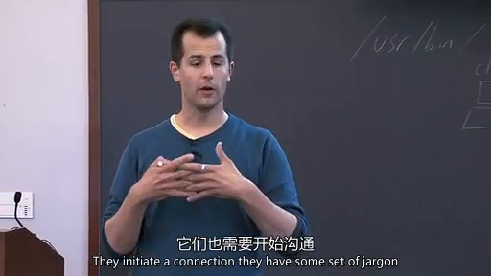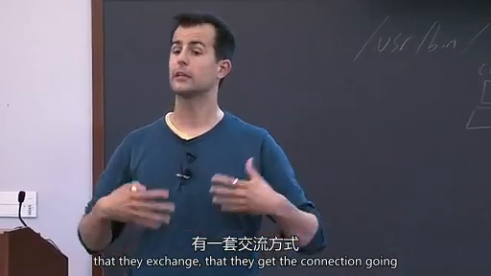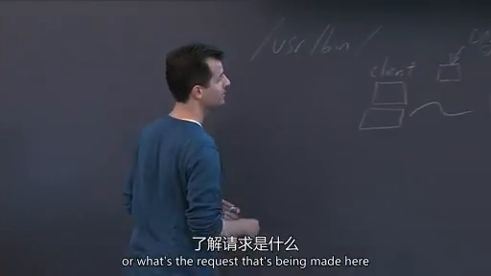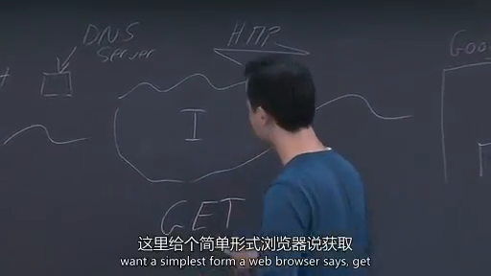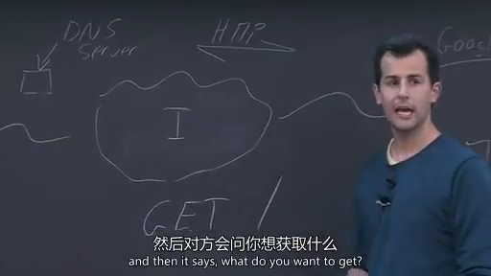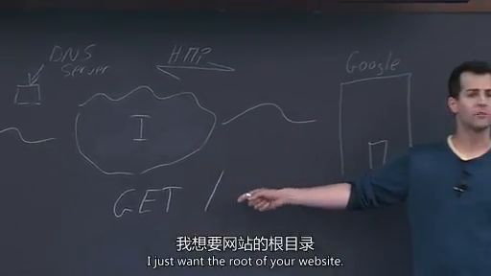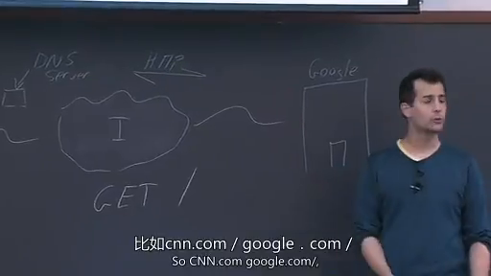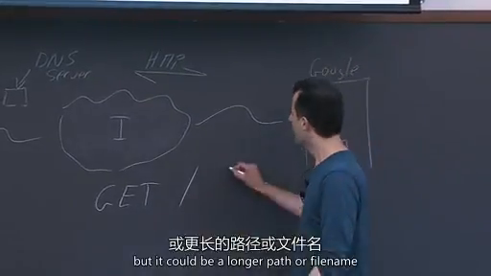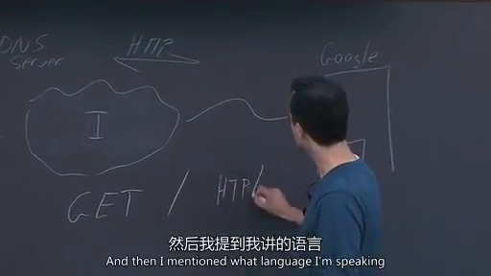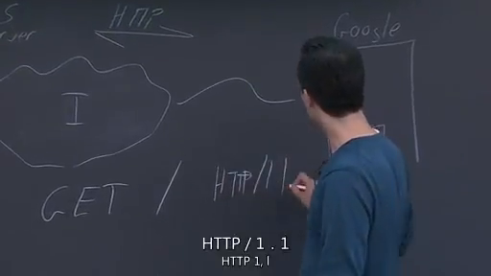They have some set of jargon that they exchange so that they get the connection going. Well, what's the request that's being made here? In its simplest form, a web browser says GET, and then says what do you want to get? I just want the root of your website, so cnn.com/, google.com/. So I'm just going to say slash, but it could be a longer path or file name. And then I mention what language I'm speaking, HTTP 1.1.